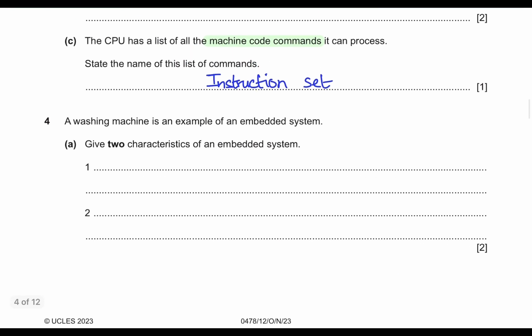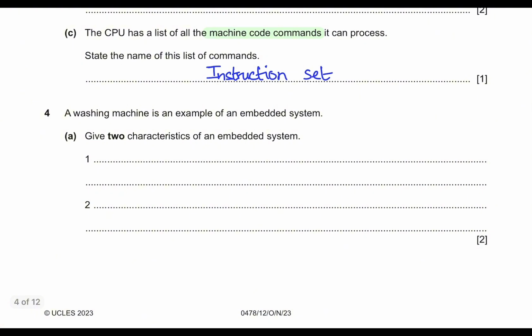Question 4. A washing machine is an example of an embedded system. Give two characteristics of an embedded system. What are the examples of embedded systems? Does anyone know? One thing you can say, it performs a dedicated function. Okay, and it is a real time system.